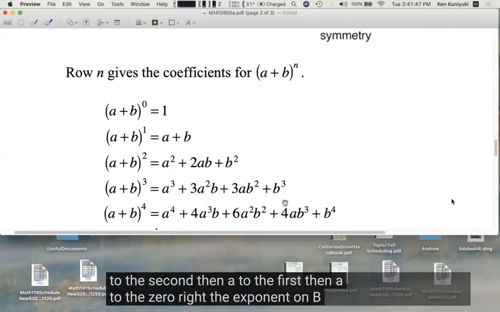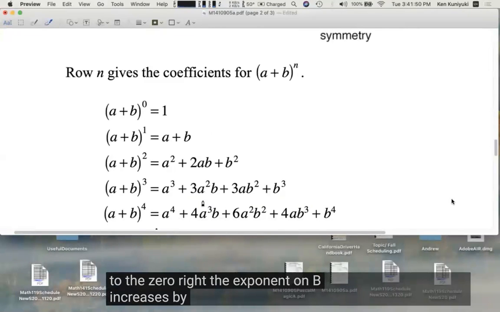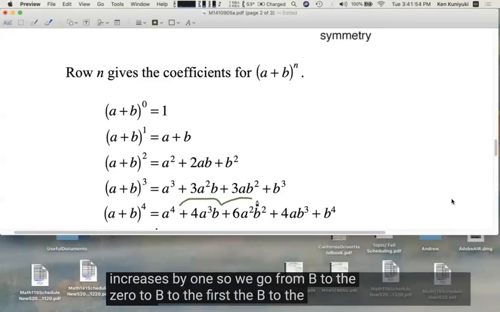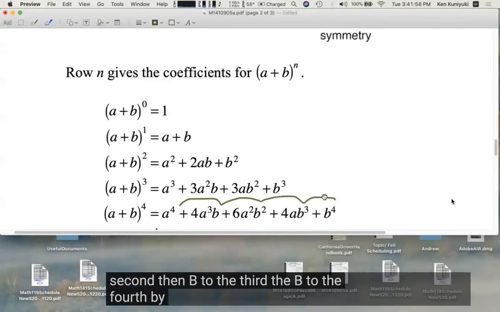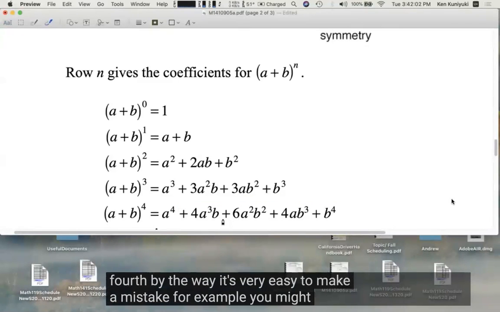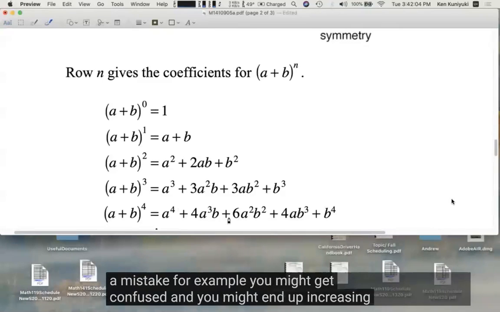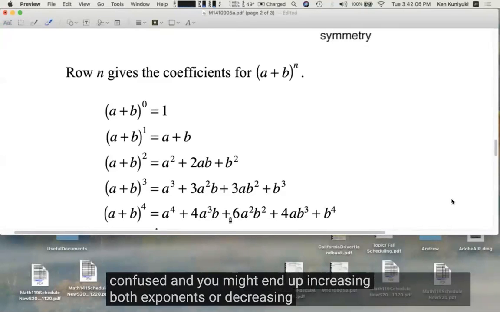The exponent on b increases by 1. So we go from b to the 0, to b to the 1st, to b to the 2nd, to b to the 3rd, to b to the 4th. By the way, it's very easy to make a mistake. For example, you might get confused and end up increasing both exponents or decreasing both exponents.